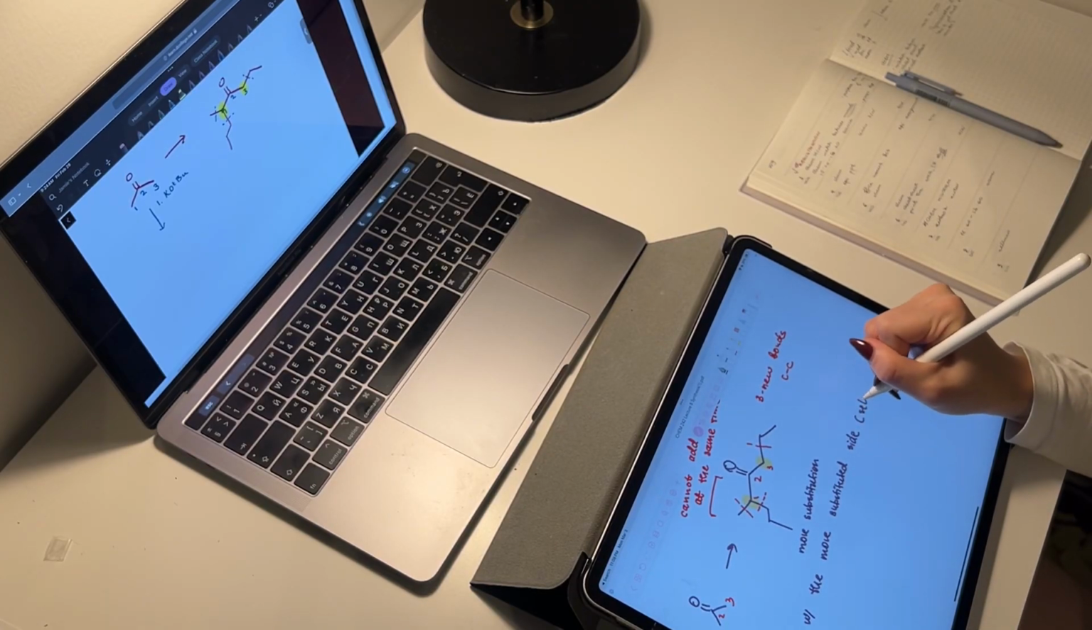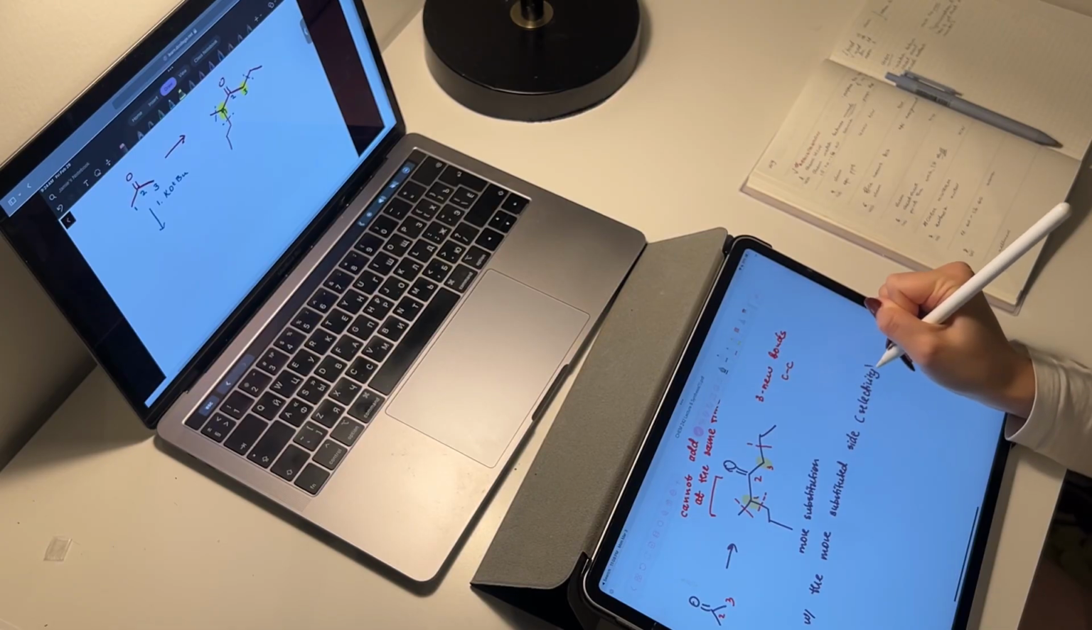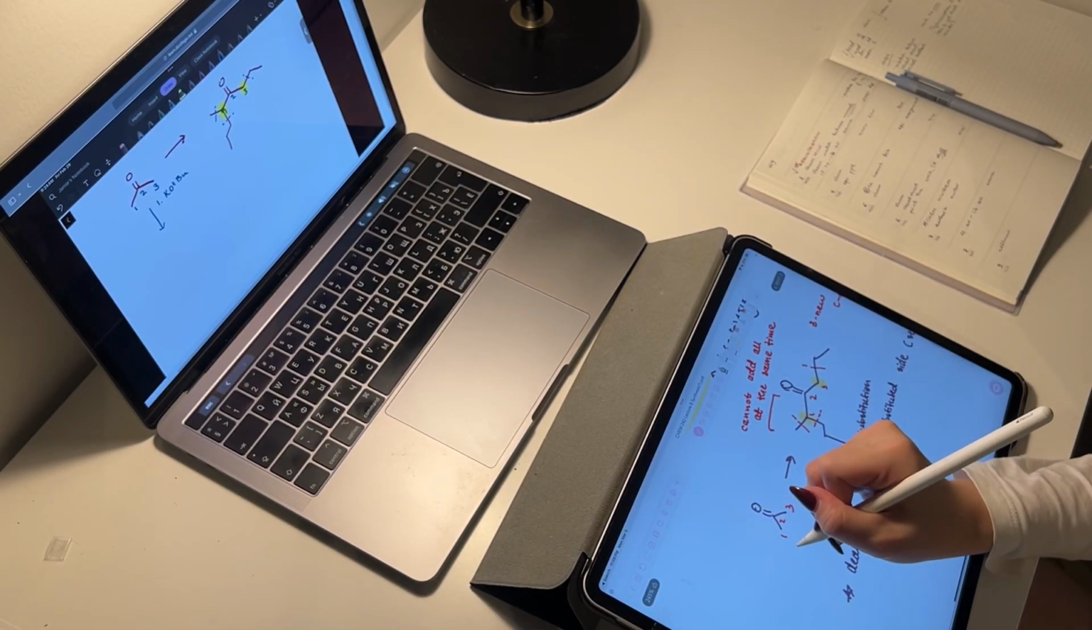Potassium tert-butoxide, but that could be LDA. It will not change anything about my answer. But I'm going to add one of those carbon chains on the left-hand side, so I'm just going to do the methyl iodide.